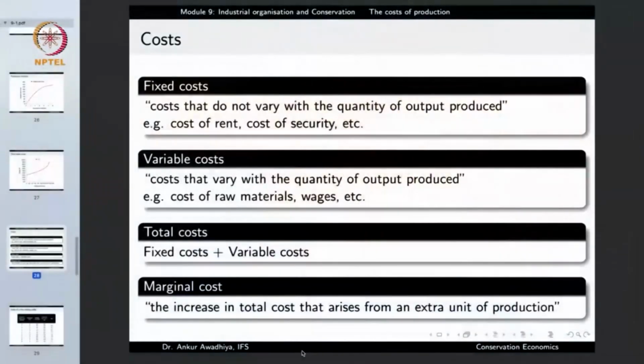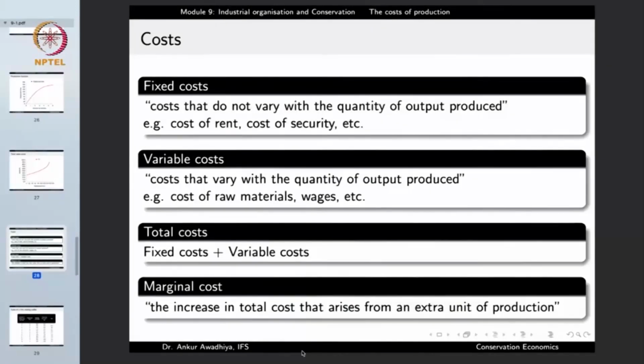The cost of security will remain the same because even when the production is going up, you do not have to employ more number of security guards. But even when you are not doing any production, you will still require the security guards to protect the equipment, to protect the premises. So the cost of security is a fixed cost.